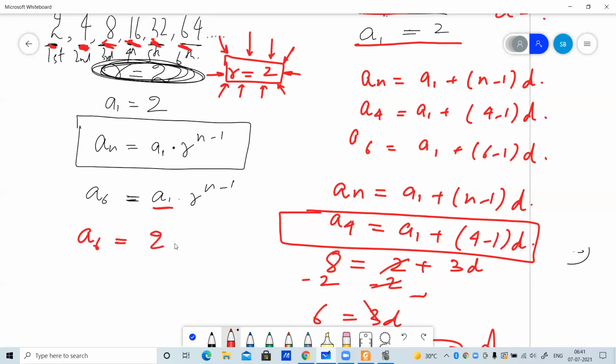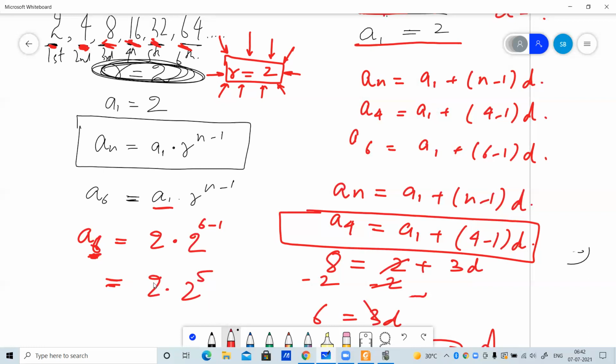2 times, how much is r? 2. 2 raised to the power n minus 1. Which term are we calculating? Like which one? Sixth one, fifth one, fourth one? A6, right? We're calculating the sixth term, isn't it? Yeah. So n will be 6, so n minus 1 is 5. Yes, it'll be 2 times 2 to the 5th power.